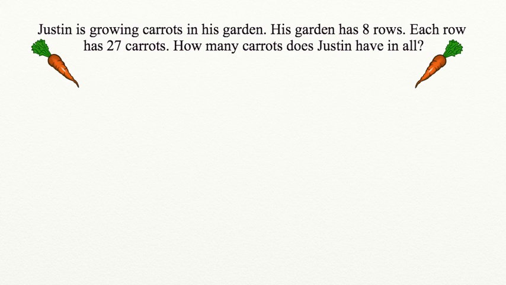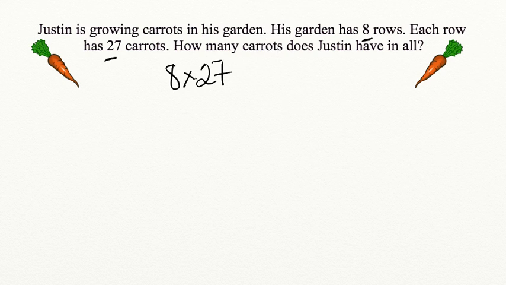Justin is growing carrots in his garden. His garden has 8 rows. Each row has 27 carrots. How many carrots does Justin have in all? Well, if the garden has 8 rows and there are 27 carrots in each row, we need to multiply 8 times 27.